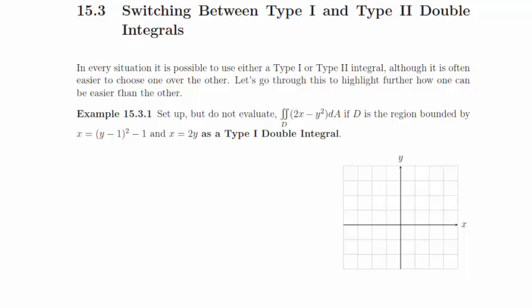So we're going to take an example that we already did before. We know that its volume is 0, and we're just going to find that again, but we're going to do it as a type 1 double integral, where we take the derivative with respect to y first and then with respect to x. So example 15.3.1, set up but do not evaluate the double integral of 2x minus y squared dA over the region D if D is the region bounded by x equals (y minus 1) quantity squared minus 1 and x equals 2y as a type 1 double integral.